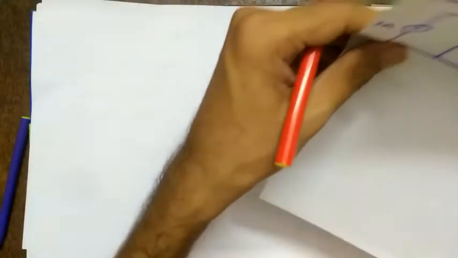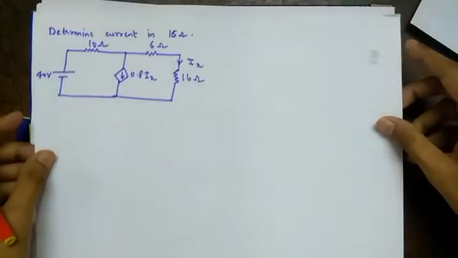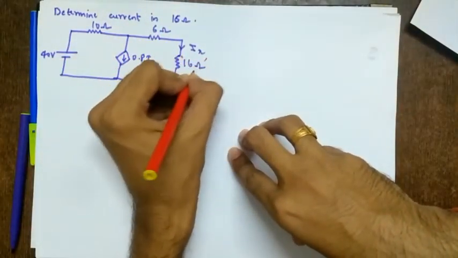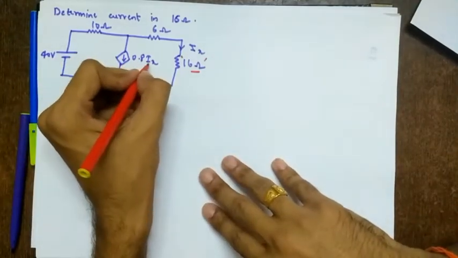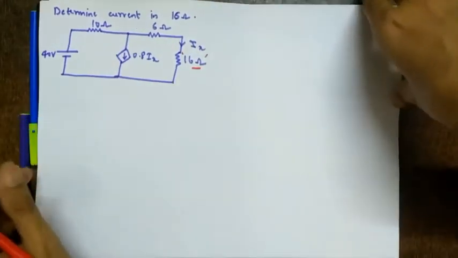So next, let's solve one more sum. Determine current in 16 ohms resistor. First locate it, it is here. If we see, there is a dependent source, 0.8 ix, so ix should be there somewhere. So ix is here. First what we do, write the equation for ix.